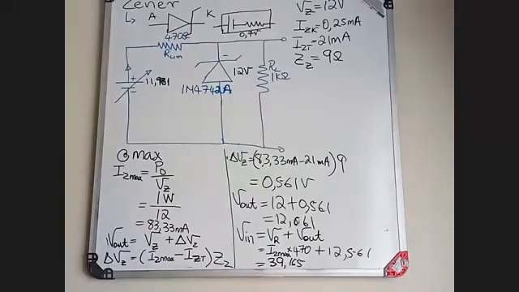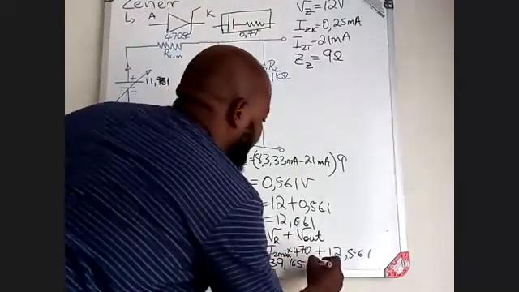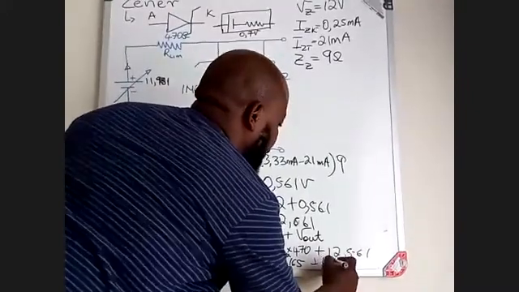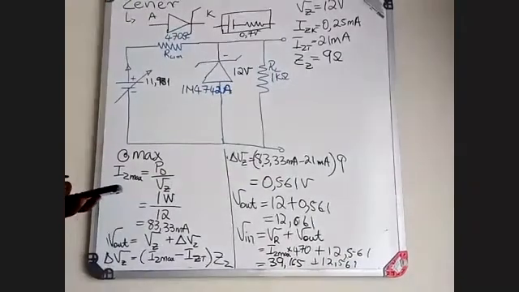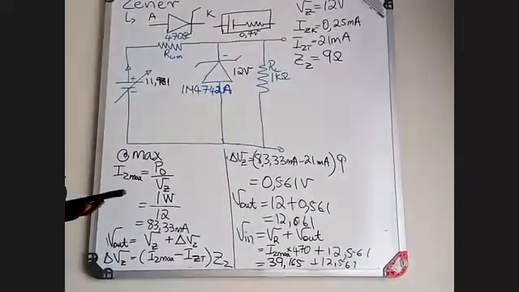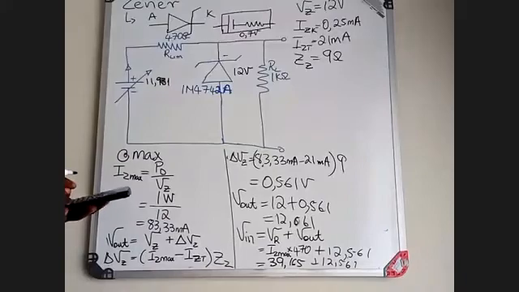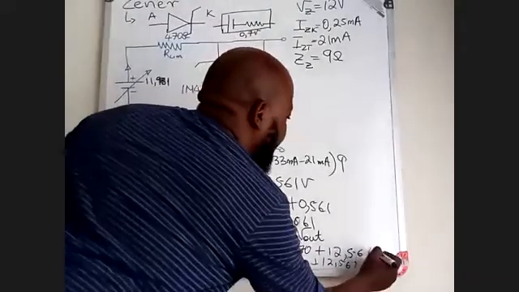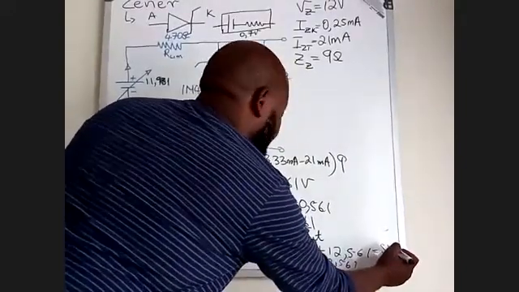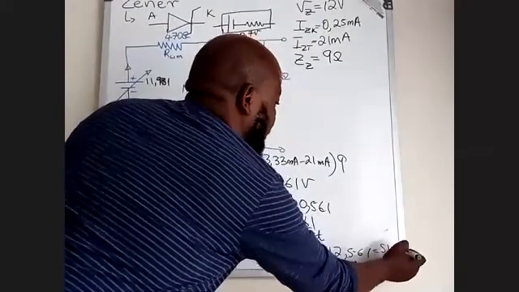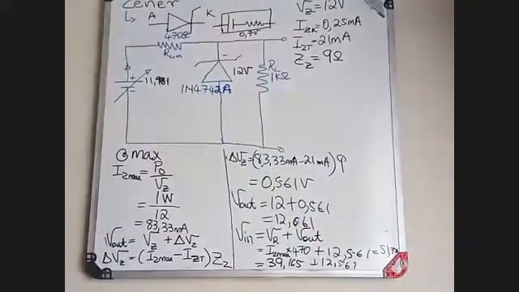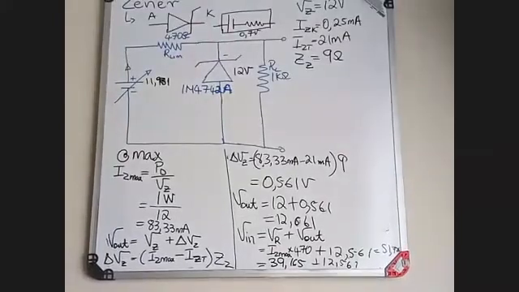No, I added the 12.561 V output, plus 12.561, which is 51.726. Now, which is 51.726.